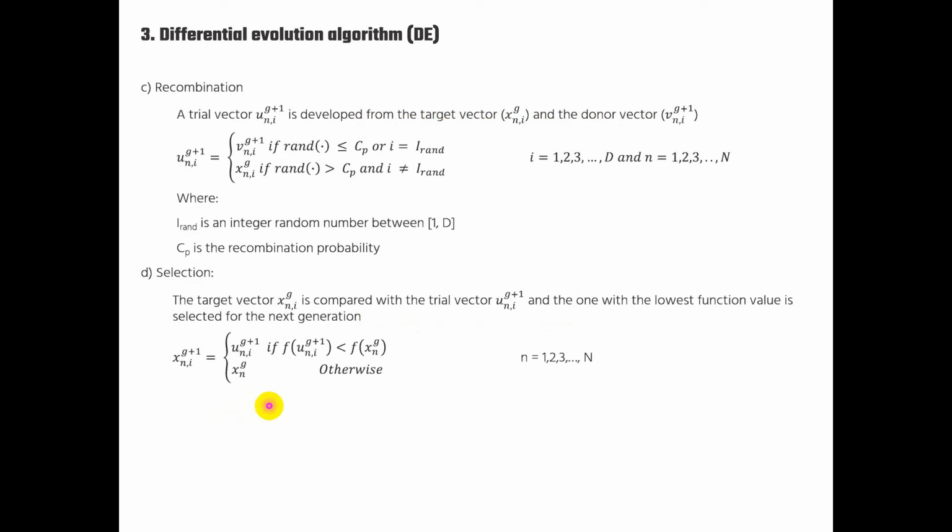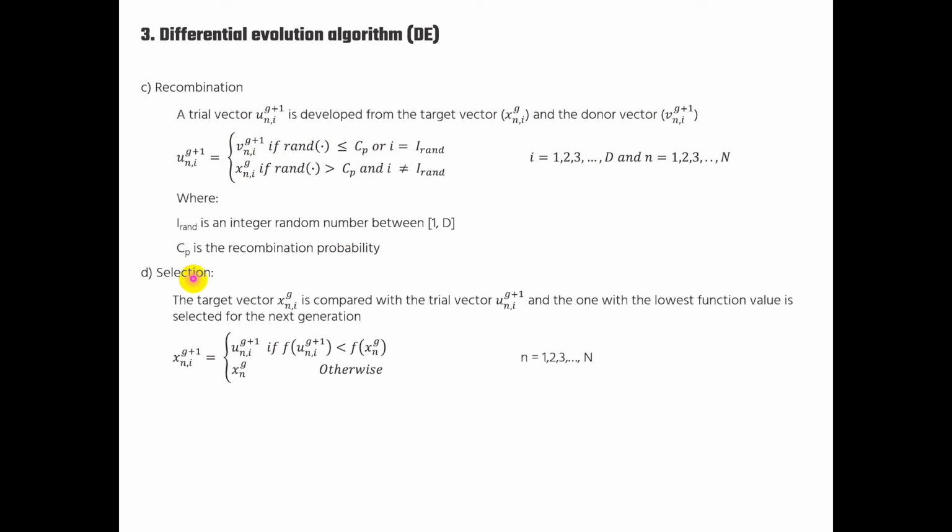The third step is recombination, or crossover. The purpose of the crossover is to create the offspring by exchanging the genes of the parents among themselves. Here, we develop the trial vectors from the target vector and the donor vector from the mutation.